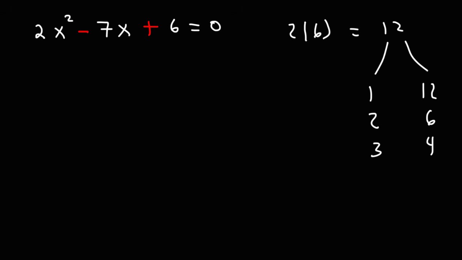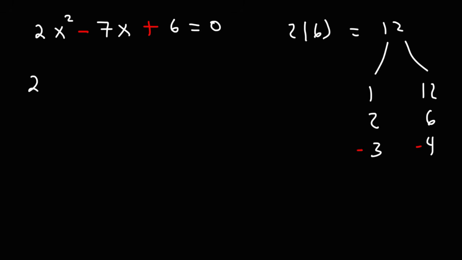Now 3 plus 4 add up to positive 7, but if we use negative 3 and negative 4, it will add up to negative 7 and still multiply to positive 12. Now, for this type of problem, we can't just write the answer immediately. There's going to be some additional steps here.